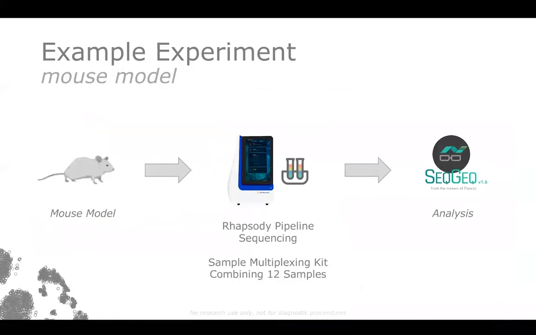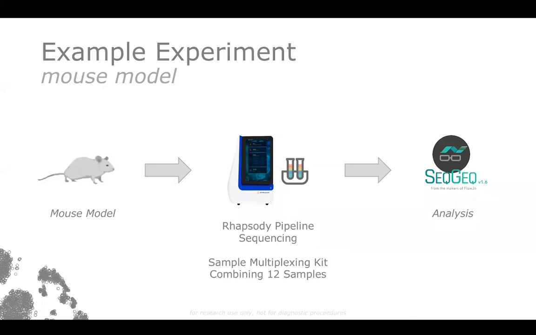So I think the next thing I wanna show you is an example experiment where we've taken some mouse cells and run them through the RAPSODY sequencing pipeline to get data. And we've included in there 12 different samples coming from different tissues in the mouse model, using a really ingenious tool, the sample multiplexing kit from BD. And then we're able to demultiplex those samples so that in a single run of sequencing, we can get information from 12 different types of cells, or 12 different, what I'll call samples, and analyze them all in SeqGeek together, which is very handy and leads to some pretty powerful insights.